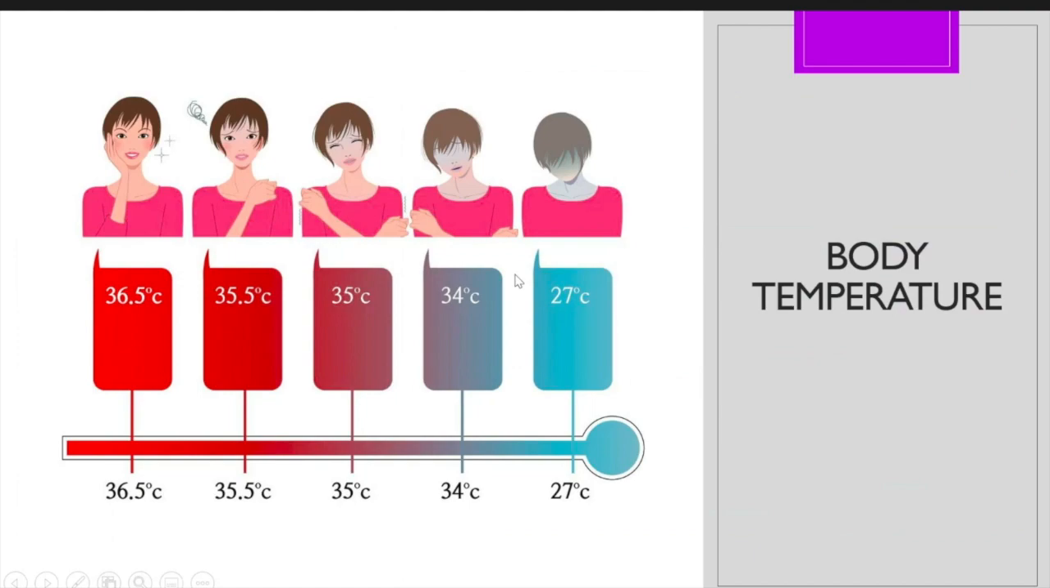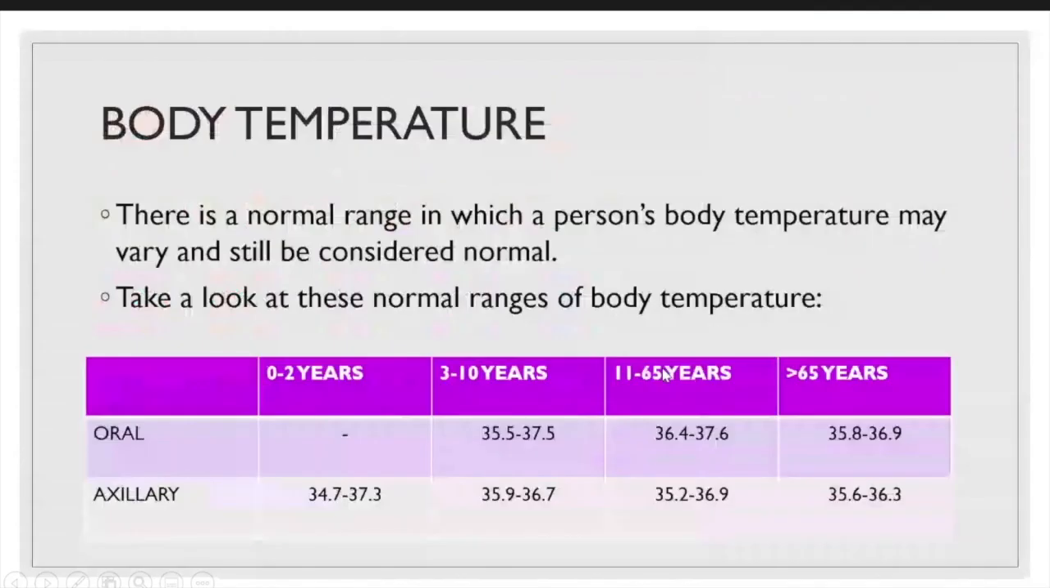As you can see, the normal body temperature is around 37 degrees Celsius, which is in the range of 36.5 to 37.5 degrees Celsius. If the body temperature goes below this range, the person is seen as not quite well. Maybe he or she is having some kind of illness. The normal body temperature is not an exact temperature. It is a normal range in which a person can be considered normal.